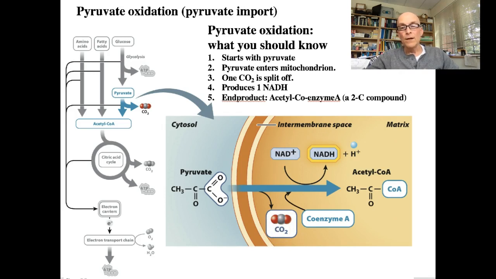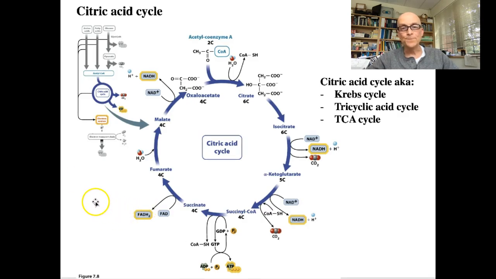Okay, third and last step for today is the citric acid cycle. So here's our overview. We started with glucose. We broke it down in glycolysis. We produced a little bit of ATP through substrate-level phosphorylation. We made pyruvate. Pyruvate now enters the mitochondrion. As it does so, it releases some NADH, produces carbon dioxide, and becomes acetyl-CoA.